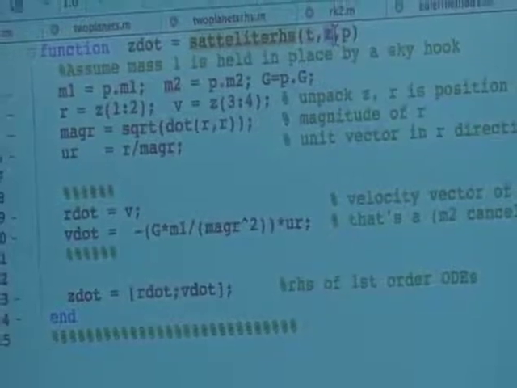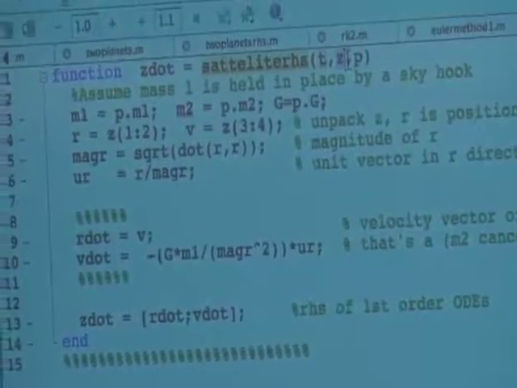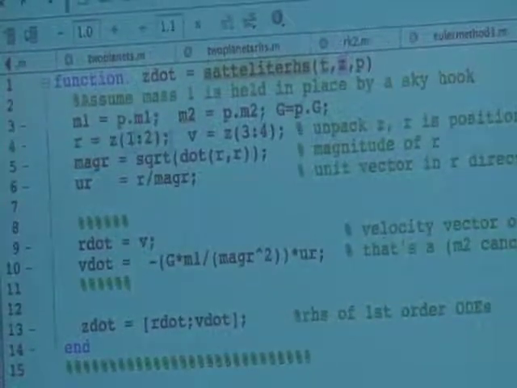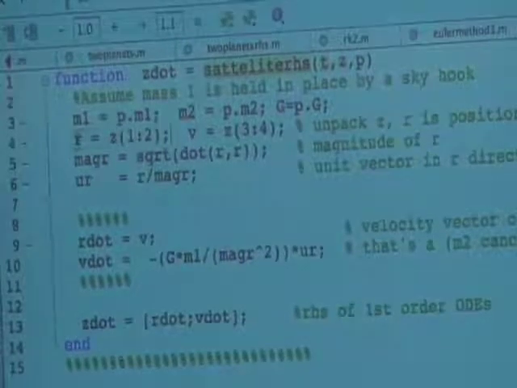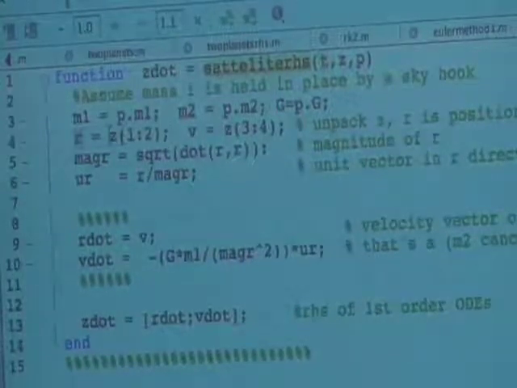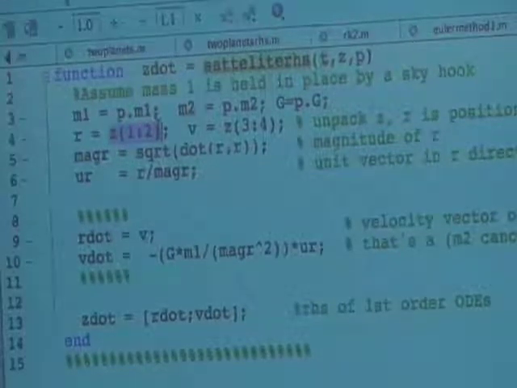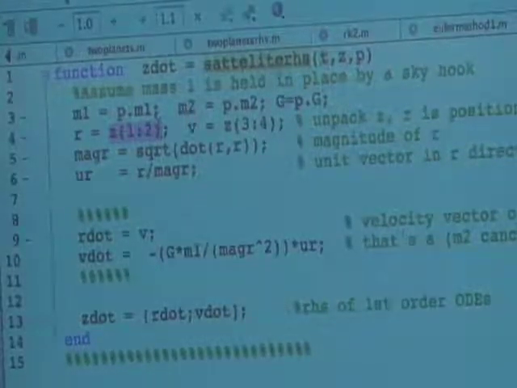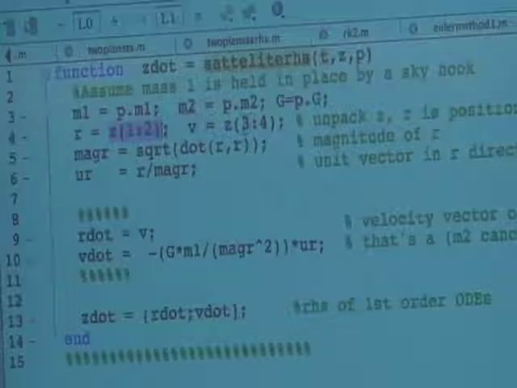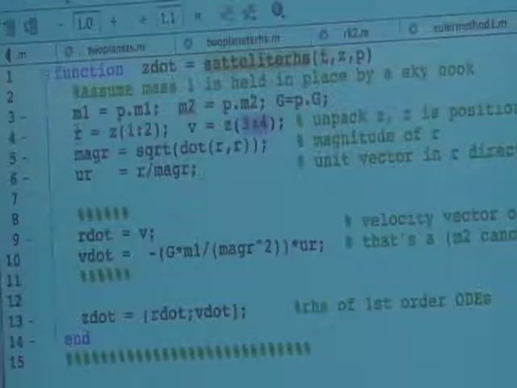Well, this was a satellite going around a fixed planet. And we can see what we did with that. We pulled out a list of 2 numbers here, which was the first 2 elements of z, and that represented the x and y coordinates of the satellite. And we pulled out the second 2 numbers, which was the x and y components of the velocity. So we had 4 numbers here for z.